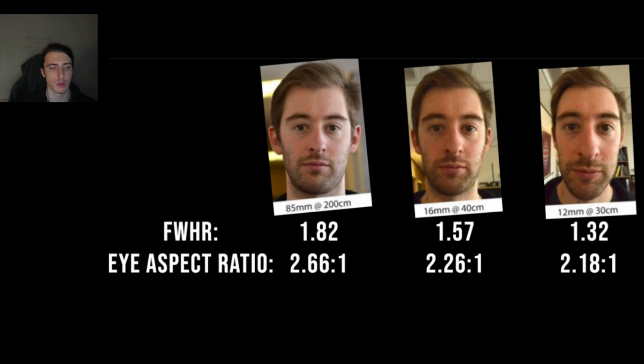Eye aspect ratio, same story: 2.66 with the 85mm lens, which is just average. 2.26 with 60mm, over, and 2.18 even worse. It's the same dude, same place, same light, same everything, just a different lens. Let me show you a couple more examples. You can pause and just look at them. It's insane. It looks like completely two different people sometimes.